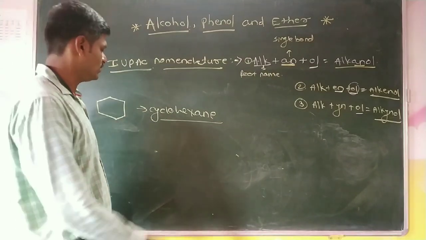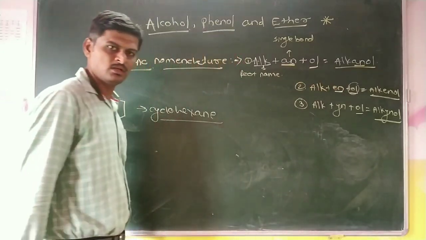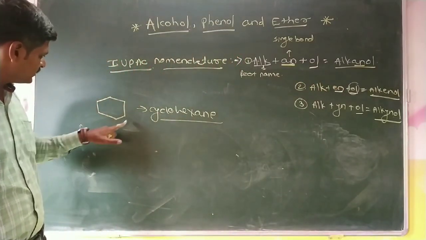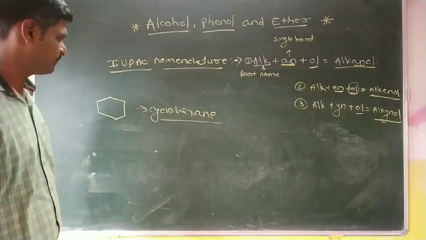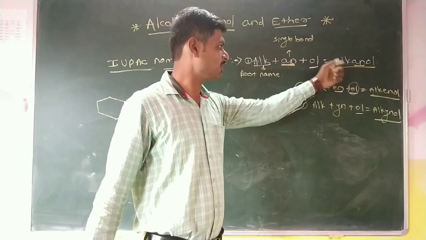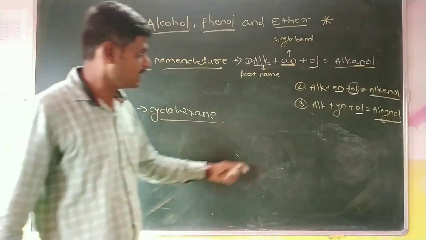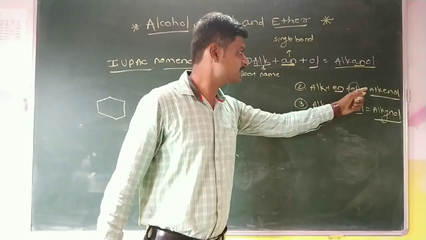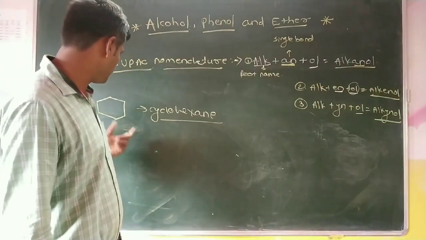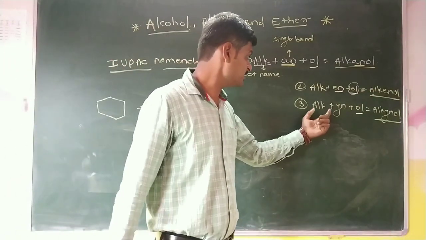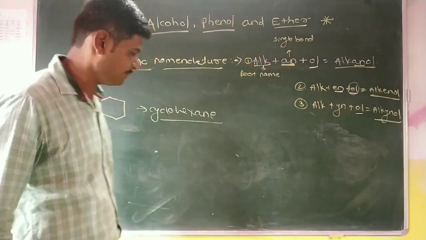This cyclohexane, or this compound, is also written in the form of alkane, because in this cycle all carbon atoms are present in single bonds. Therefore, it is named in the form of alkane. If a double bond is present in this cycle, then we can name it in the alkene form. And if a triple bond is present in cyclohexane, or in this ring, then we write the IUPAC nomenclature in the alkyne form. Okay.